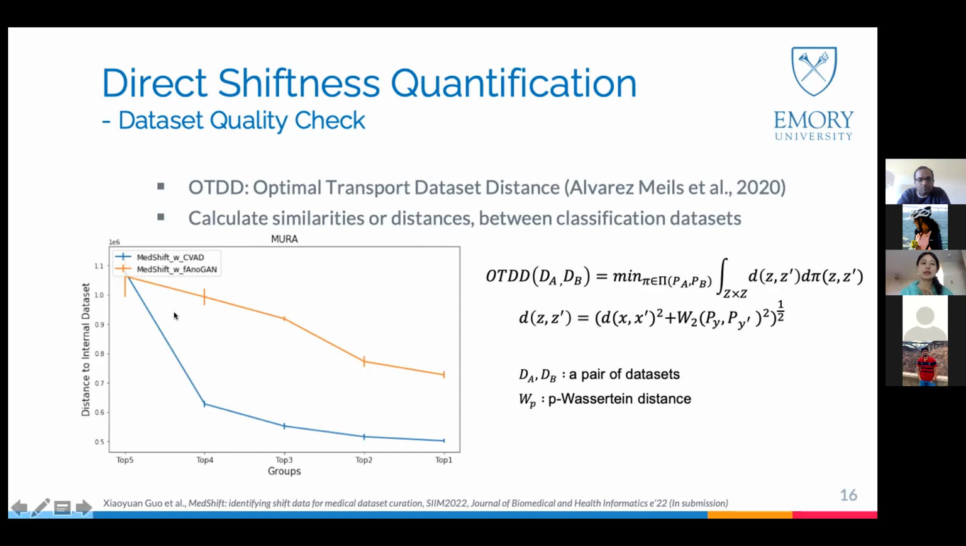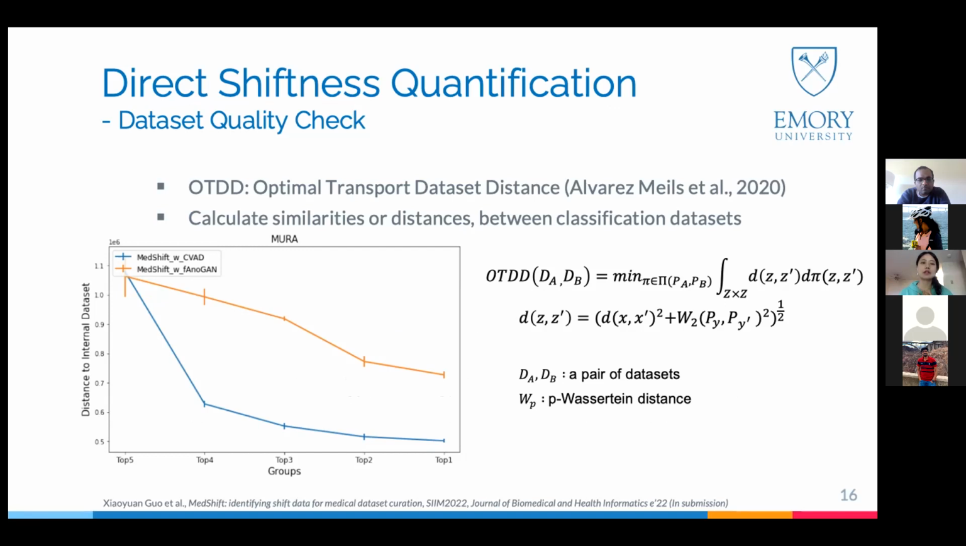So we keep the internal dataset the same, but we gradually drop the shift groups in the external dataset. You can see that after dropping the first shift group, we got very high performance improvement. The dataset quality improves significantly. For the second group, we still got some improvements, but not as significant as the first group. Eventually we got some quality value like here. And for FNOGAN, we also get some quality improvements, but it's not that significant or obvious.